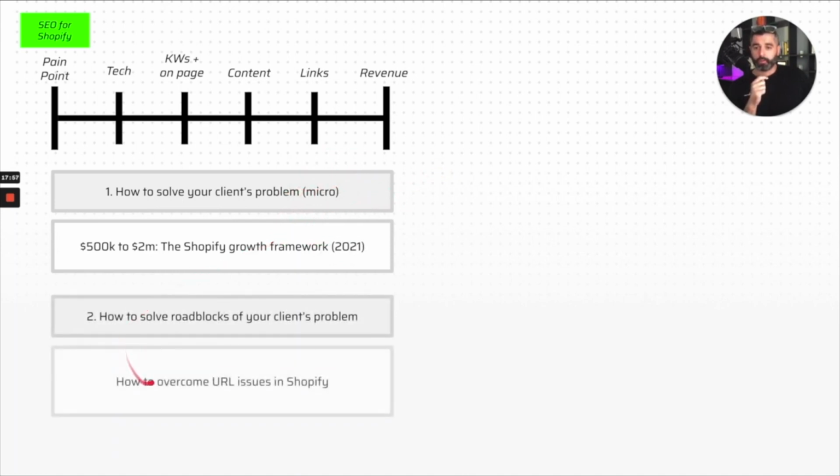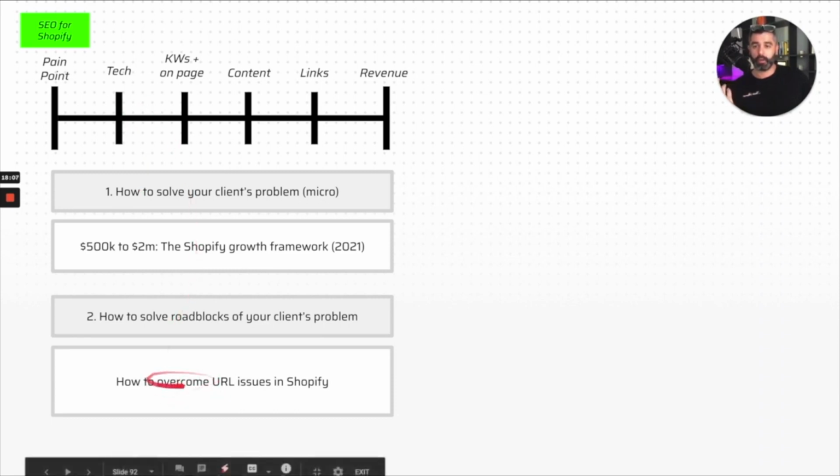So going through and solving some roadblocks: how to overcome URL issues in Shopify. A lot of people on Shopify know that they have wonky URLs. Again, this is something that I know because we don't really do that much e-commerce SEO, but I always know whenever we do talk to a Shopify store during the sales process, they always say, yeah, we have issues with URLs.